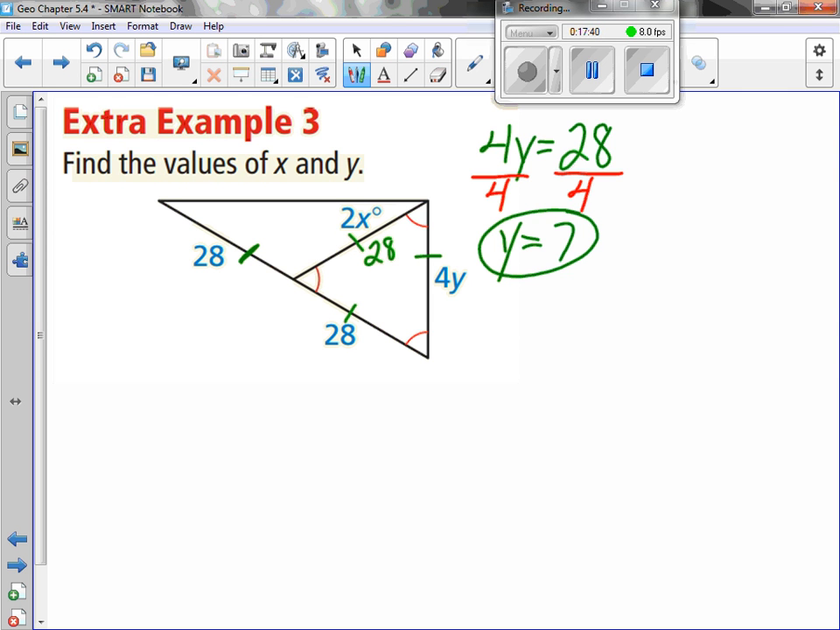So wait a minute, those two sides are equal, so is that an equilateral triangle? No, it's not equilateral, but it is isosceles, yes? Because isosceles has two congruent sides. And the opposite angles of two congruent sides are what? Congruent. So this means that this angle over here is also 2x.